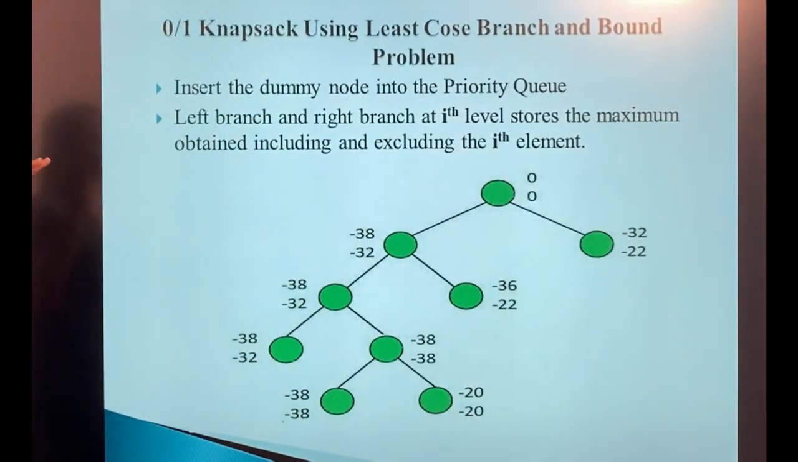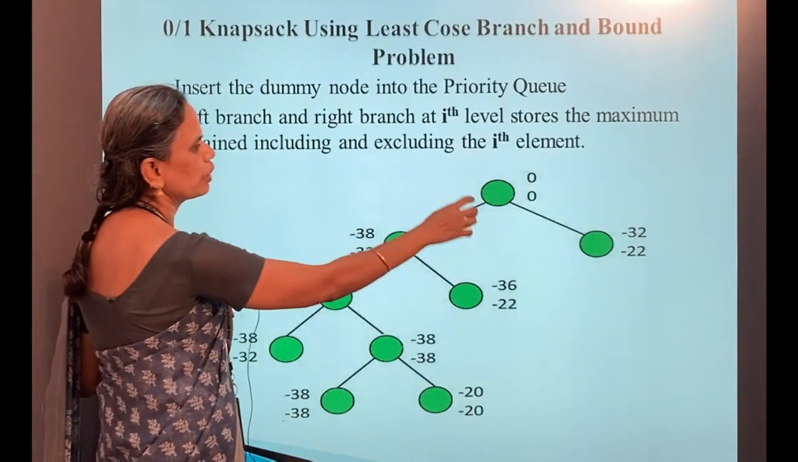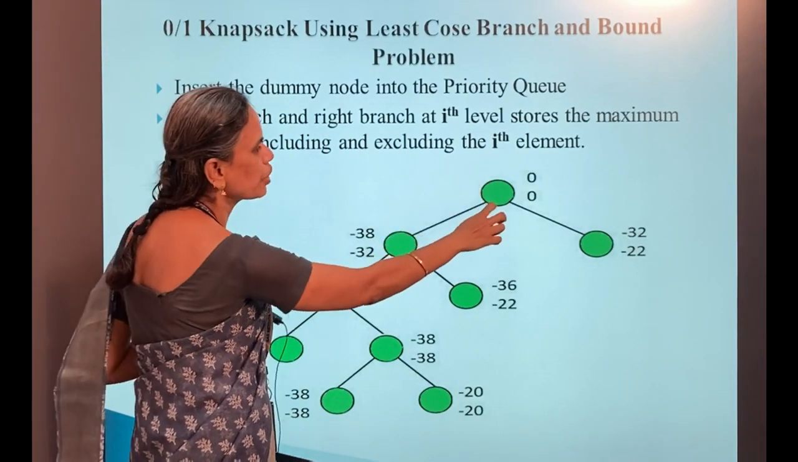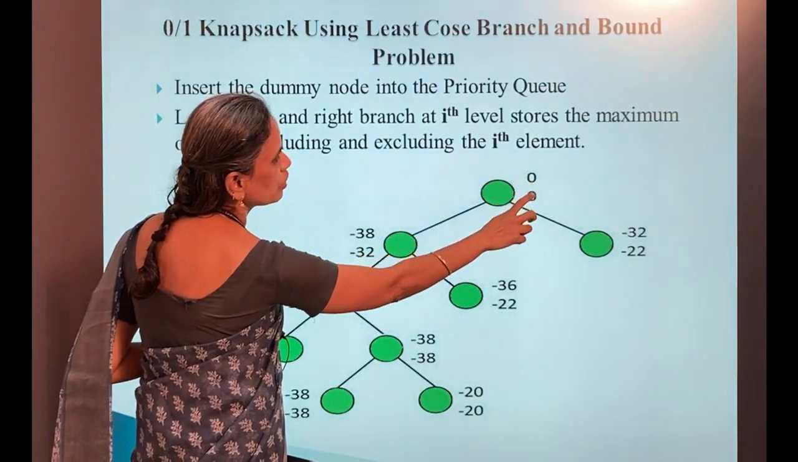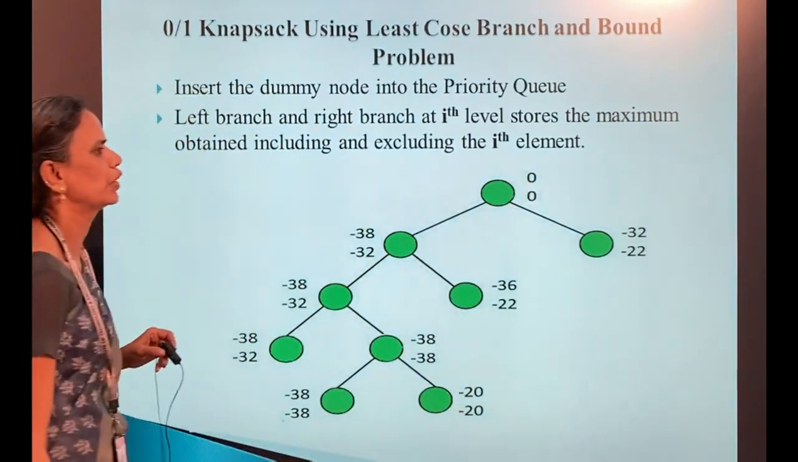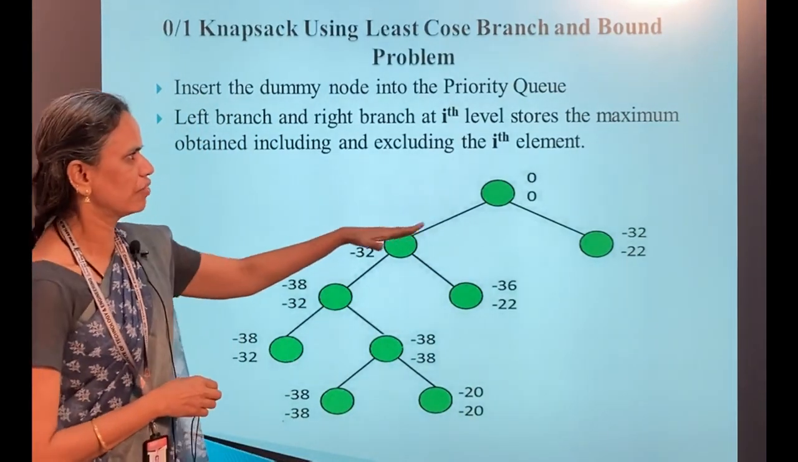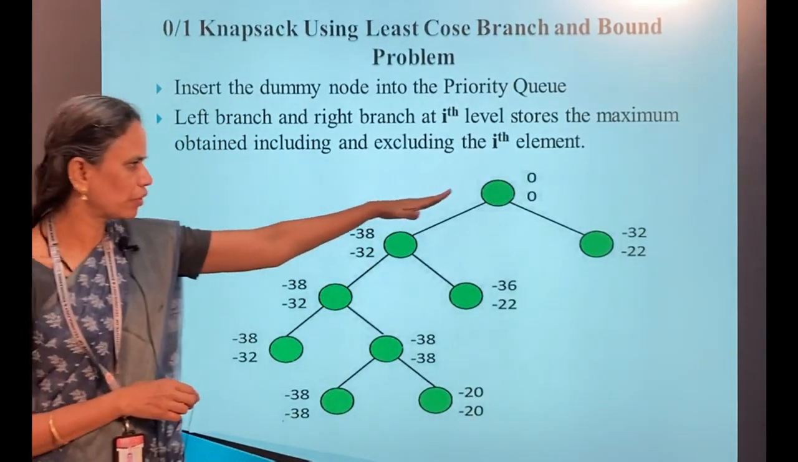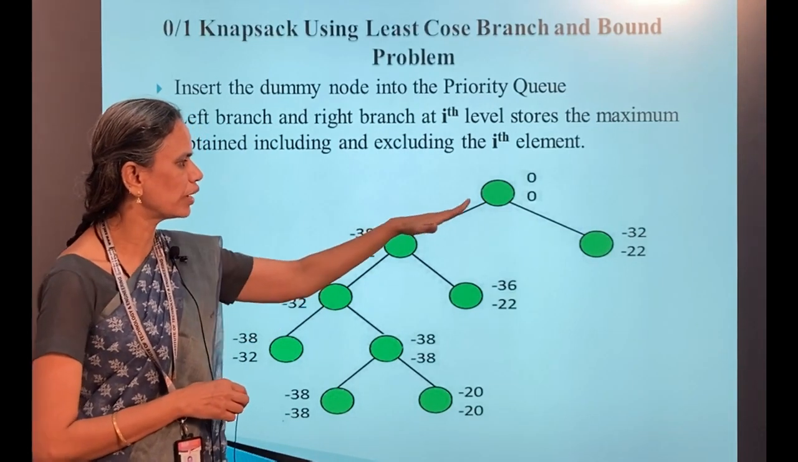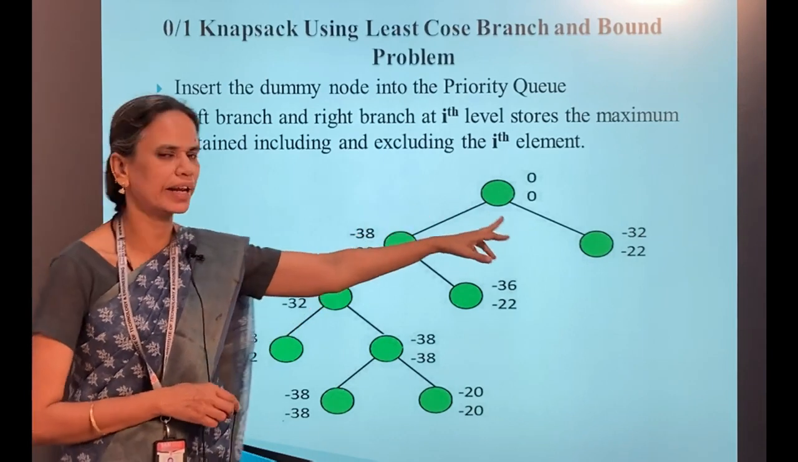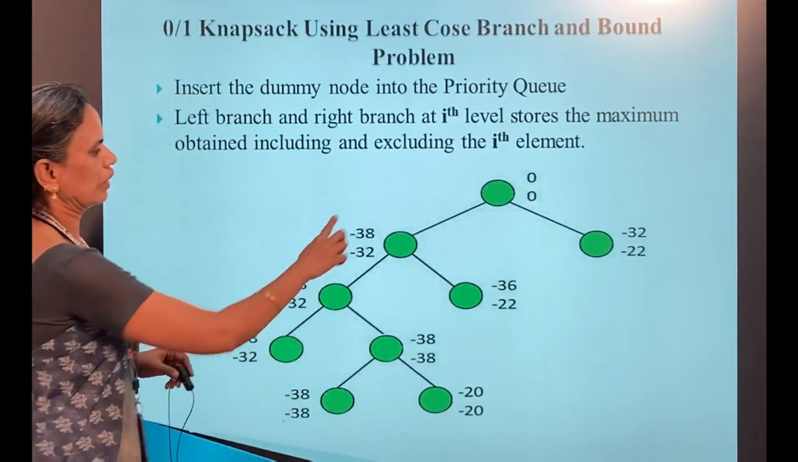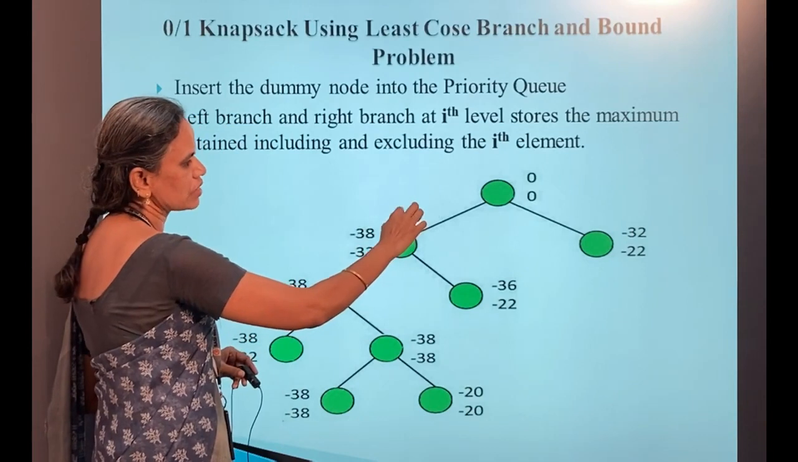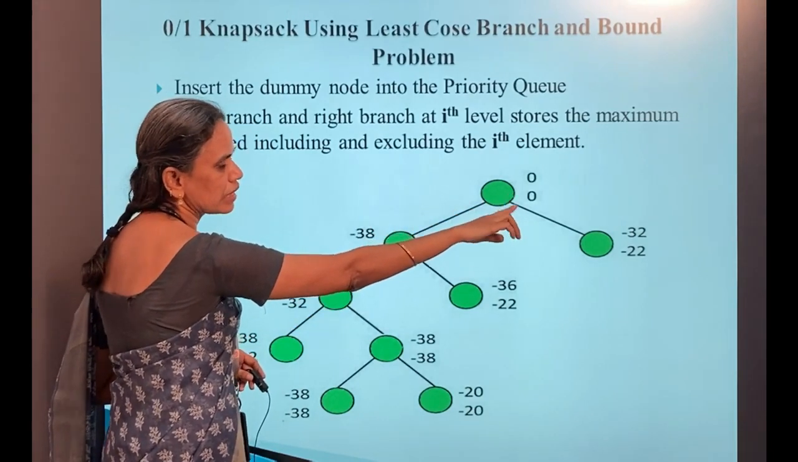So the foremost step is to convert the profit of each object into a negative value. Then insert the dummy node into the priority queue. The first 0 represents the lower bound value, and the second 0 represents the upper bound value. The left branch and right branch at each level: left represents the objects included into the bag, and right represents the objects not included. On the left-hand side we use x as 1, and on the right-hand side x as 0.